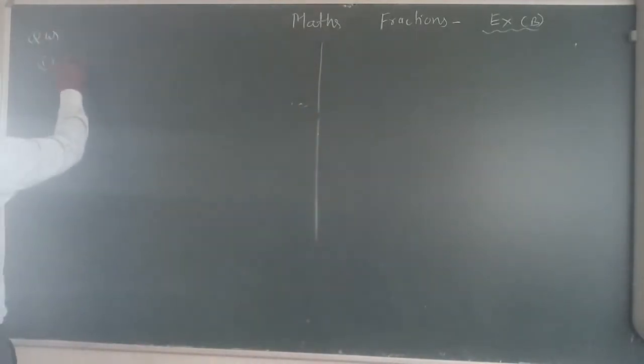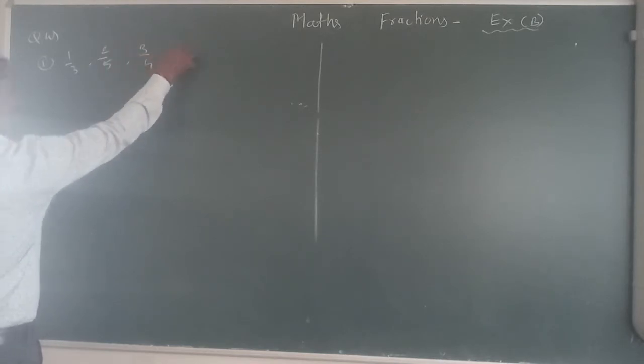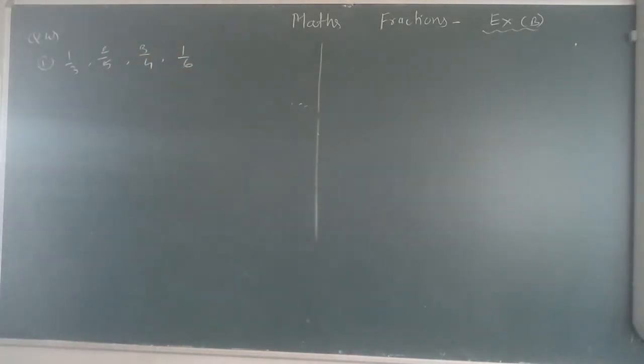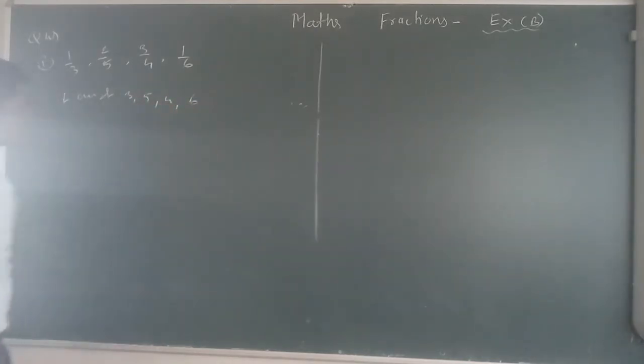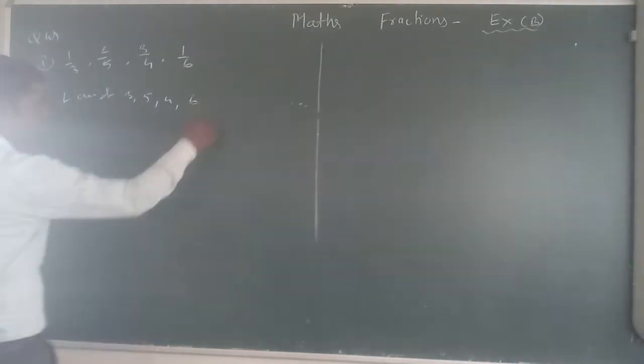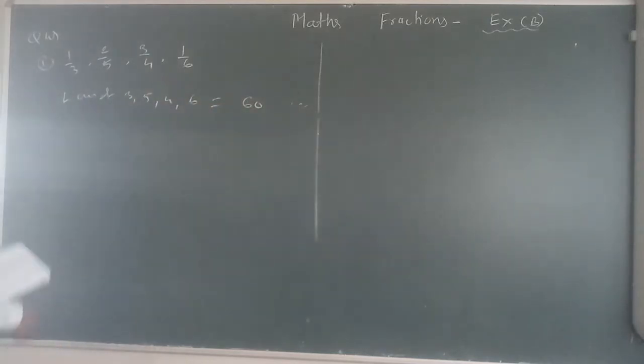Now see question 4, the first one: 1 upon 3, 2 upon 5, 3 upon 4, 1 upon 6. Here the denominators are 3, 5, 4 and 6. What is the LCM of 3, 5, 4 and 6? The LCM is 60. Now make the denominator 60.